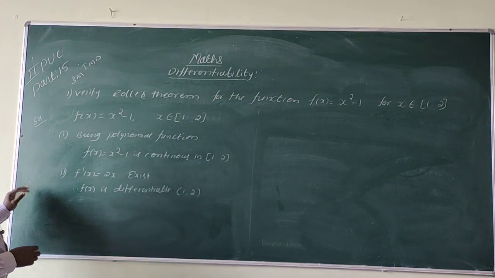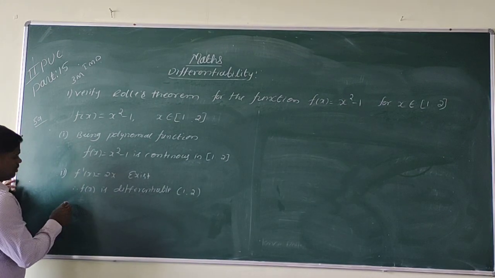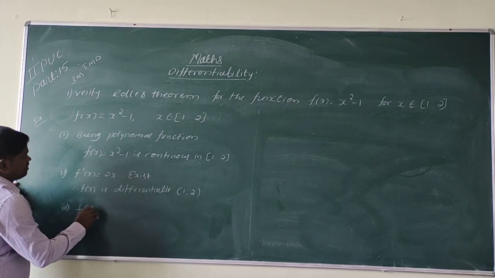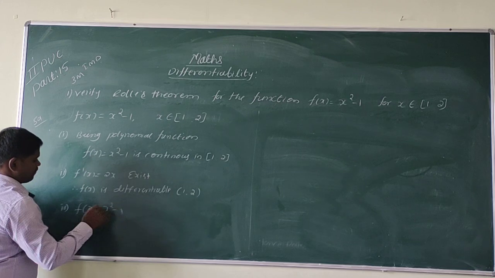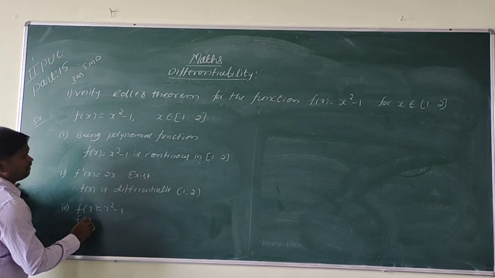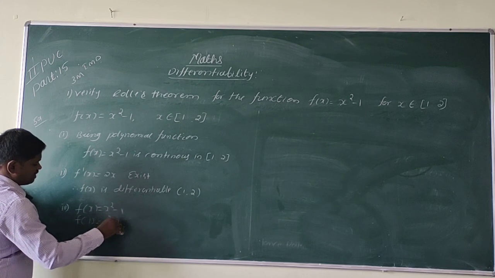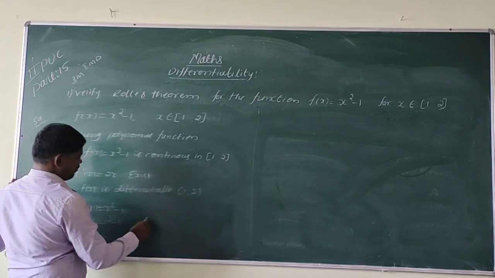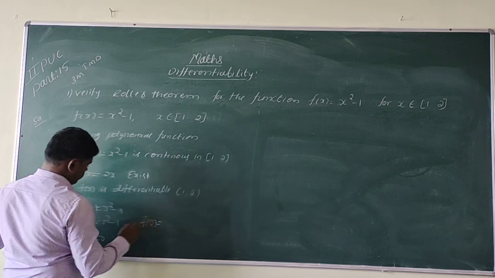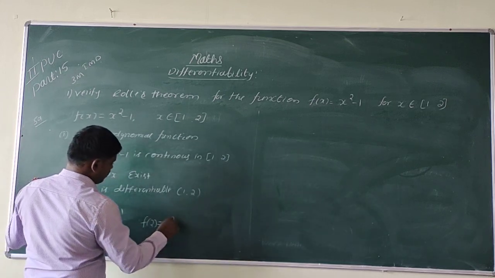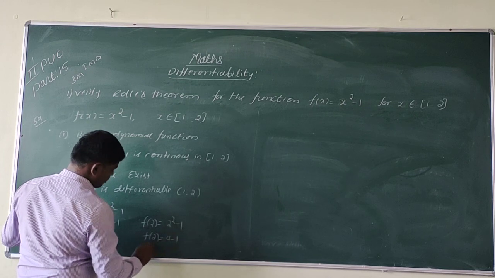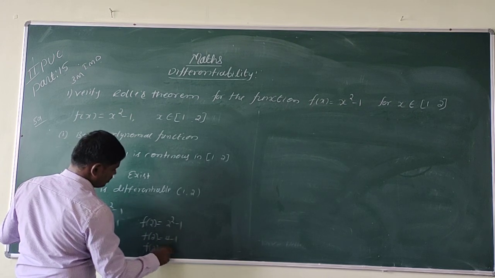Now the third condition, whether f of a is equal to f of b or not. So f of x is equal to what? x square minus 1. So f of 1 is equal to 1 square minus 1, that is f of 1 is equal to 0. So similarly f of 2 is equal to what? It is 2 square minus 1, that is 4 minus 1. That is f of 2 is equal to 3.